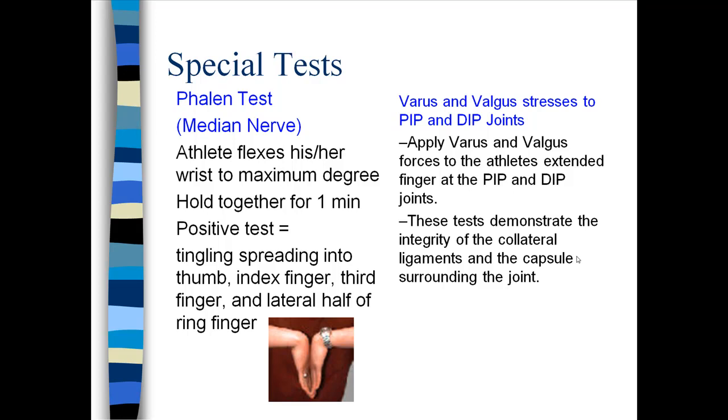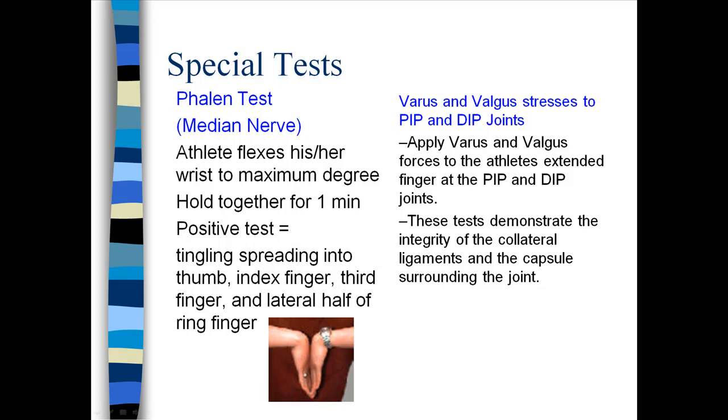Phelan's test and reverse Phelan's are both tests for carpal tunnel syndrome. In this situation, the athlete flexes her fingers to the maximum and holds that position for 1 minute. Here is an example of Phelan's test in which the athlete is placing both of her palms back to back relative to each other.